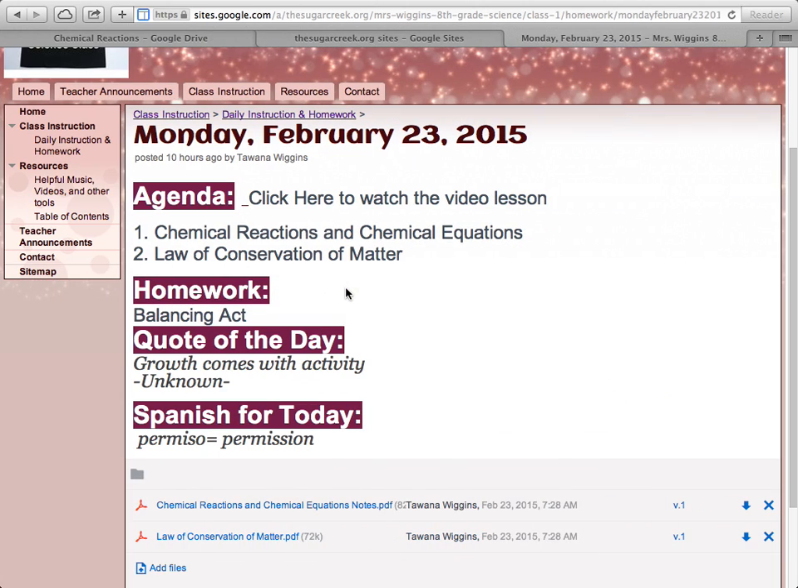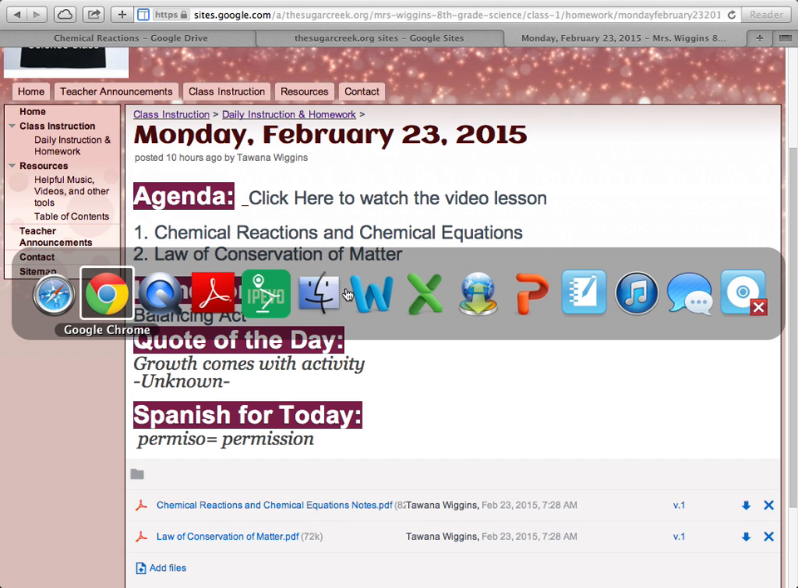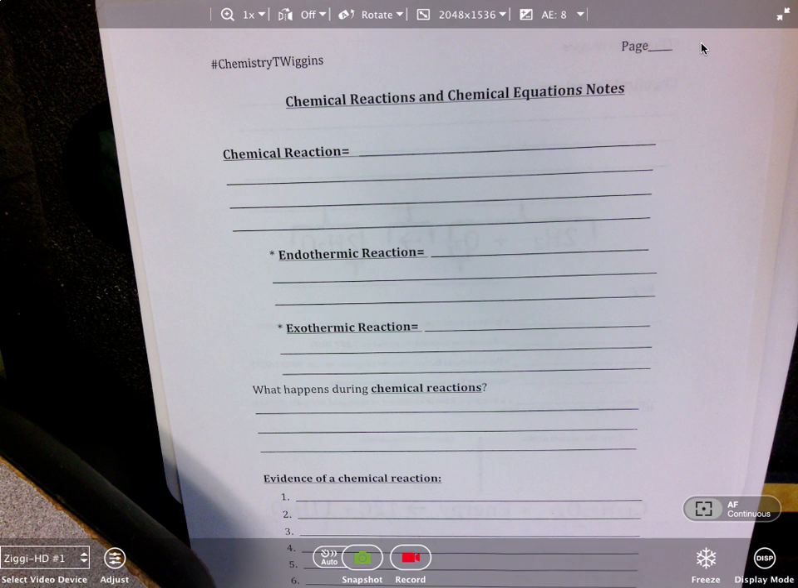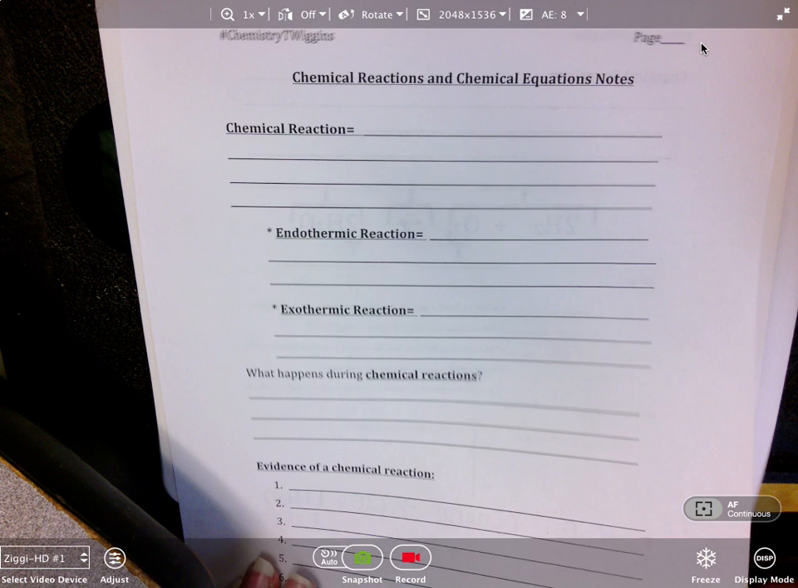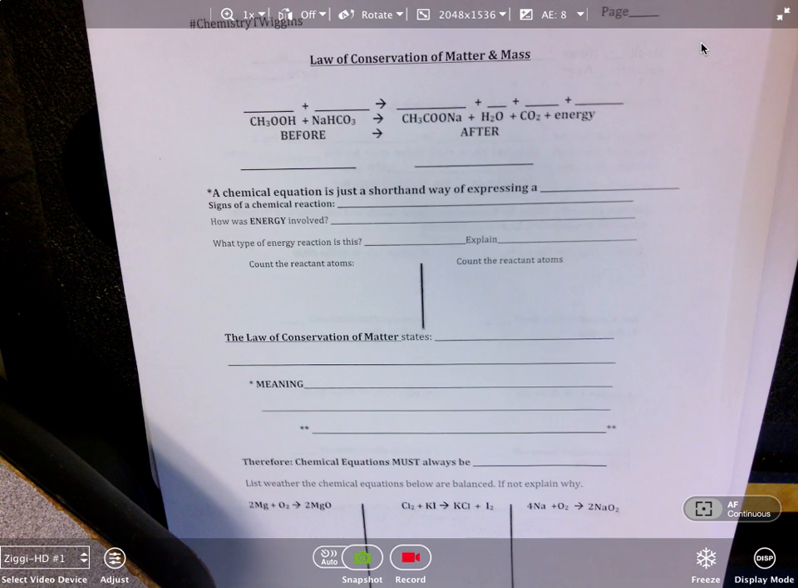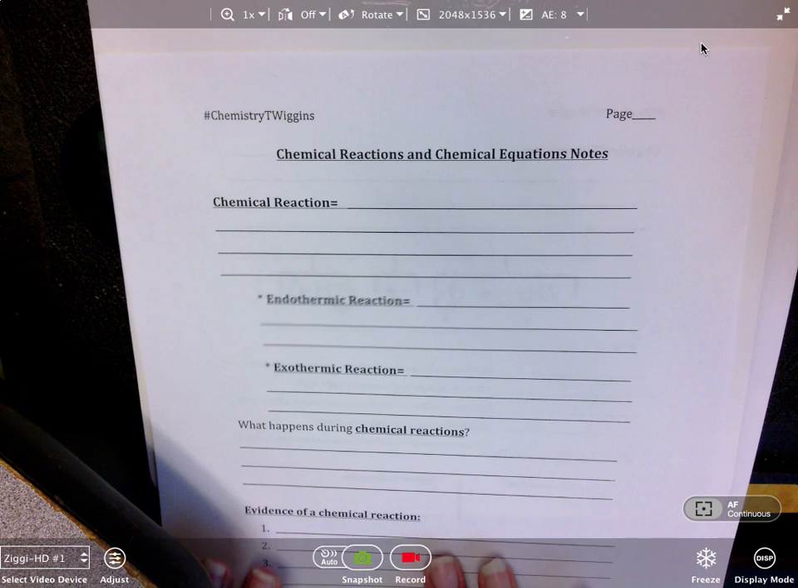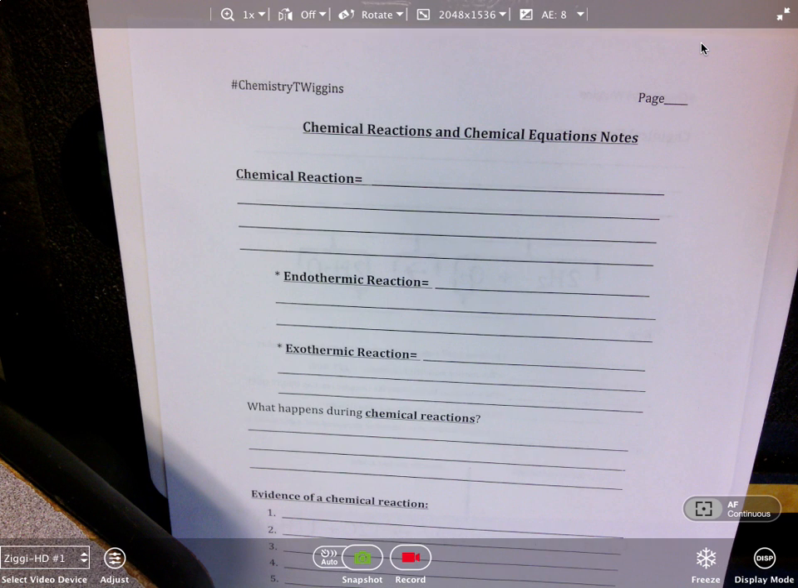Okay, like I said, today we are going to be talking about chemical reactions and chemical equations, along with the law of conservation of matter. You have two note sheets titled this. One of them looks like this, and the other sheet, excuse me, looks like this. So we are going to start with the very first one that says chemical reactions and chemical equation notes. As we go through, we're going to have a discussion and complete these notes. Then we're going to look at some demonstrations to make our notes more understandable, kind of bring our notes to life.